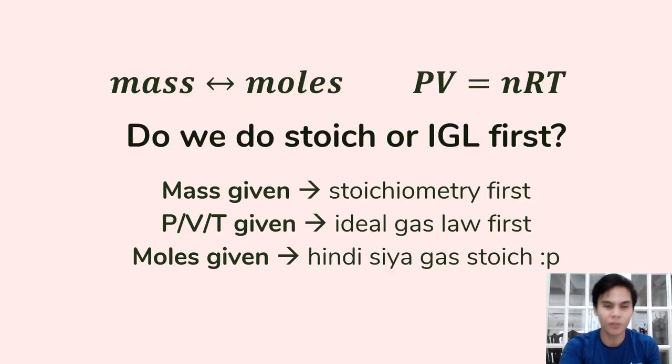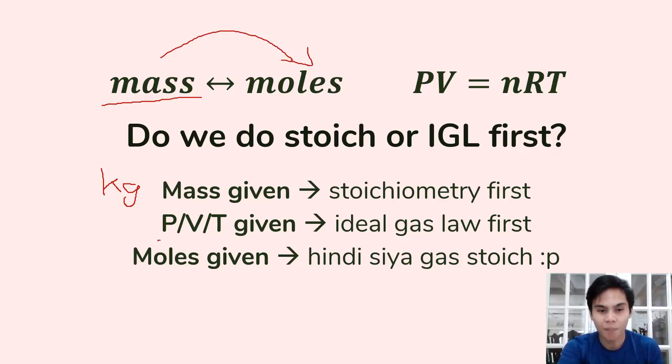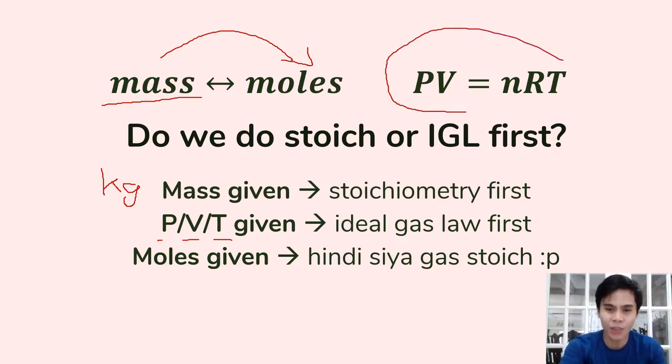All right, so in order to figure out if we use stoichiometry or ideal gas law first, remember this: when your mass is given, again, usually in the unit of grams or perhaps kilograms, those are units of mass, you do stoichiometry first because stoichiometry can allow you to convert from mass to moles. But if you're given P, V, or T, again, pressure, volume, or temperature, those are quantities that describe best our gas. So we should use our ideal gas law first.